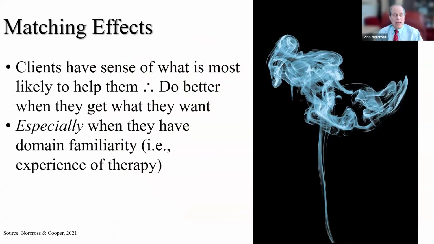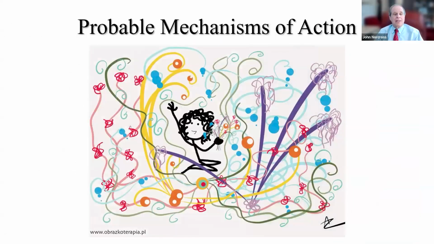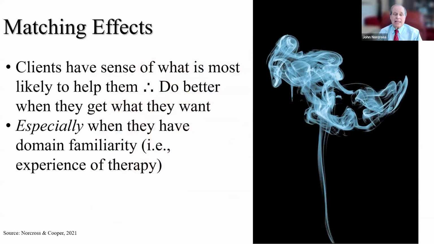So what are the probable mechanisms of action? You'll notice here, we're hedging our bets a little by calling them probable mechanisms of action. First, because there's several hypothesized mechanisms. And second, we don't have direct research support on all of these.